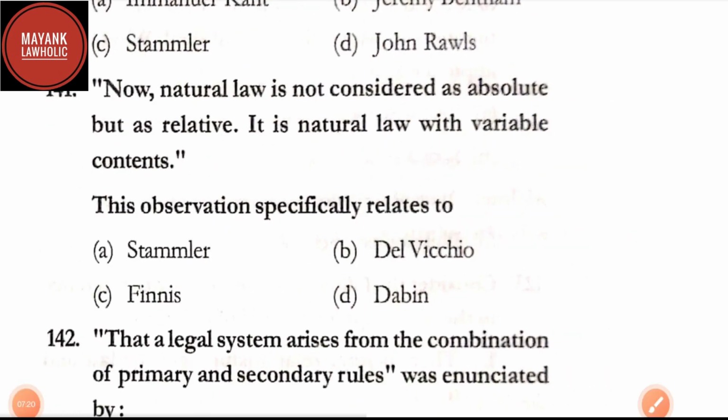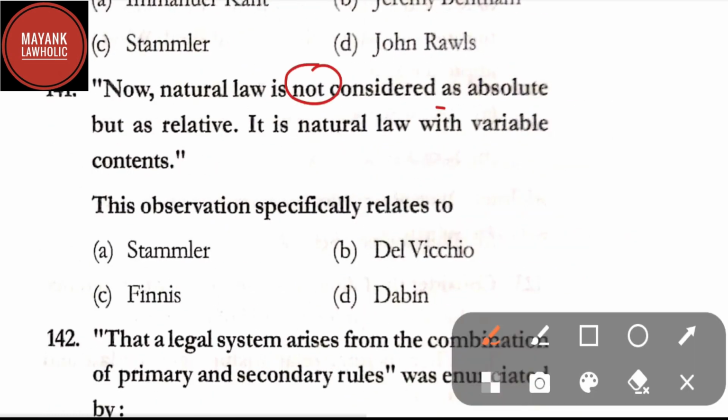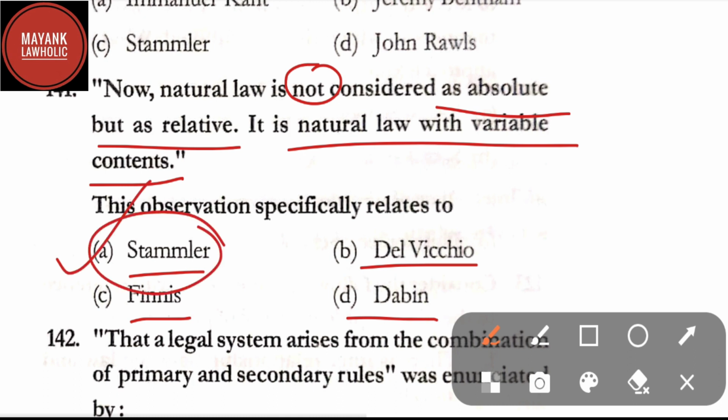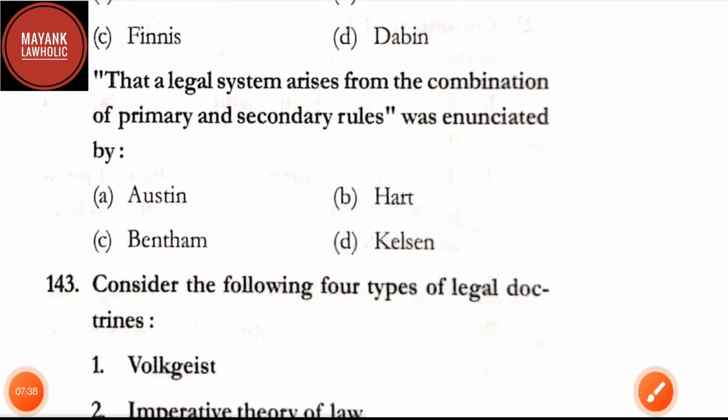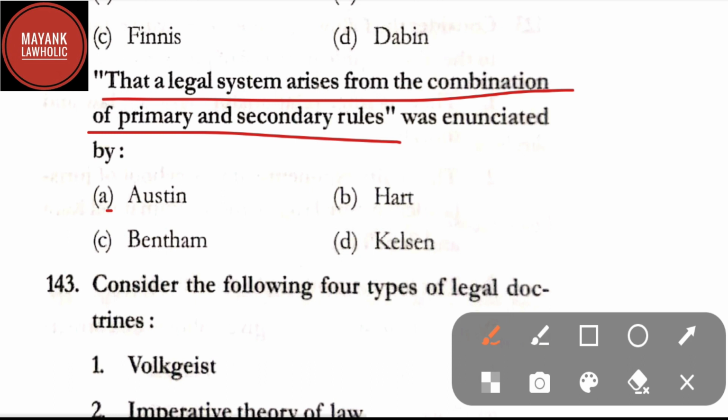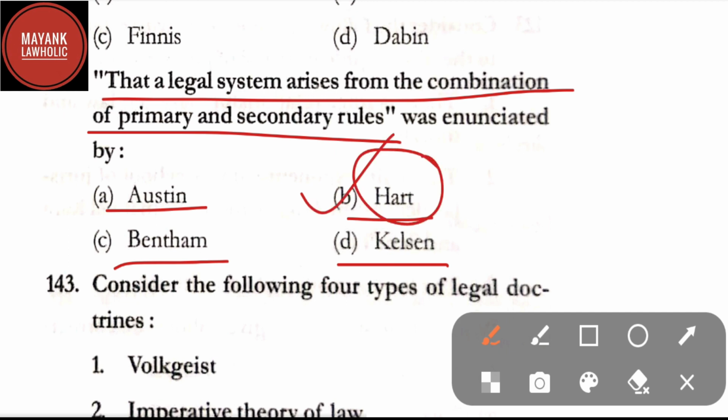Question number 141. Natural law is not considered as absolute but as relative. It is natural law with variable contents. This observation specifically relates to Stammler, Del Vecchio, Finnis, Deben. Here in question number 141, the correct answer is option A, that is Stammler. Question number 142. That a legal system arises from the combination of primary and secondary rules was initiated by option A, Austin, option B, Hart, option C, Bentham, and option D, Kelsen. Here the correct answer is option B, that is Hart.